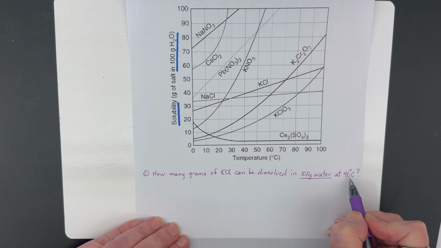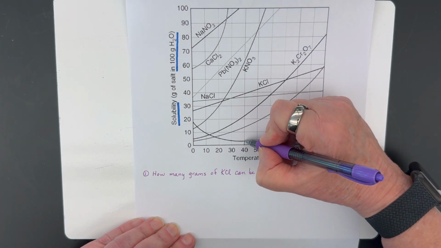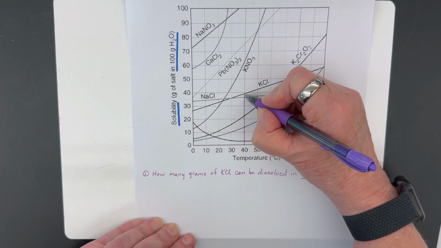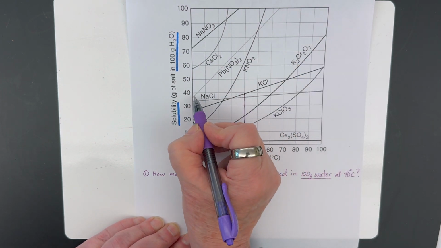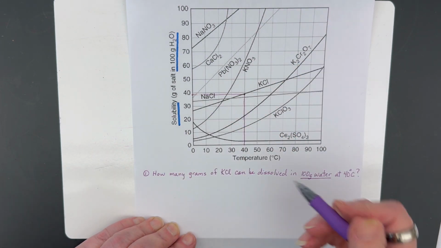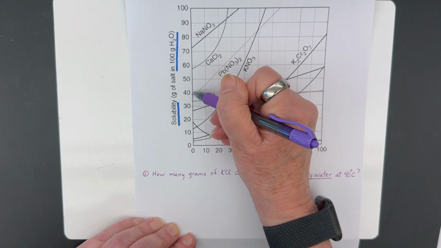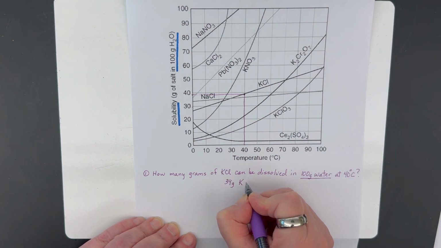We're going to be at 40 degrees. We want to go to 40 degrees, and then we're going to read up until we hit the line, which is KCl, which is right there. And then we read across to find the number of grams, which looks like this is 30, this is 40. So it looks like maybe 38, 39 grams of KCl.